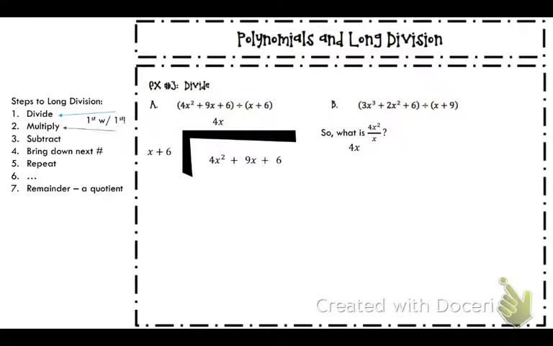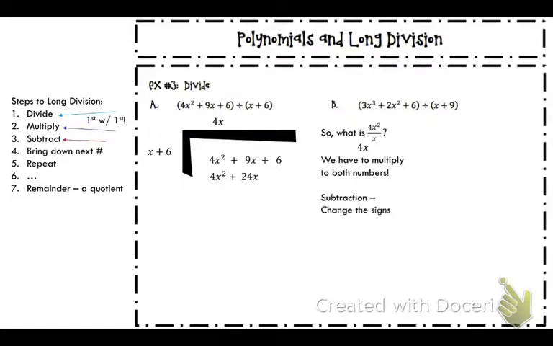Now you multiply. 4x, you have to multiply it to both numbers. So 4x times x is 4x squared. 4x times 6 is 24x. Now you subtract. And when you subtract, you change both the signs. So I'm going to put them in parentheses and put the subtraction on the outside. Then I'm going to distribute that subtraction in. So 4x squared minus 4x squared is gone. And then 9x minus 24x is negative 15x.